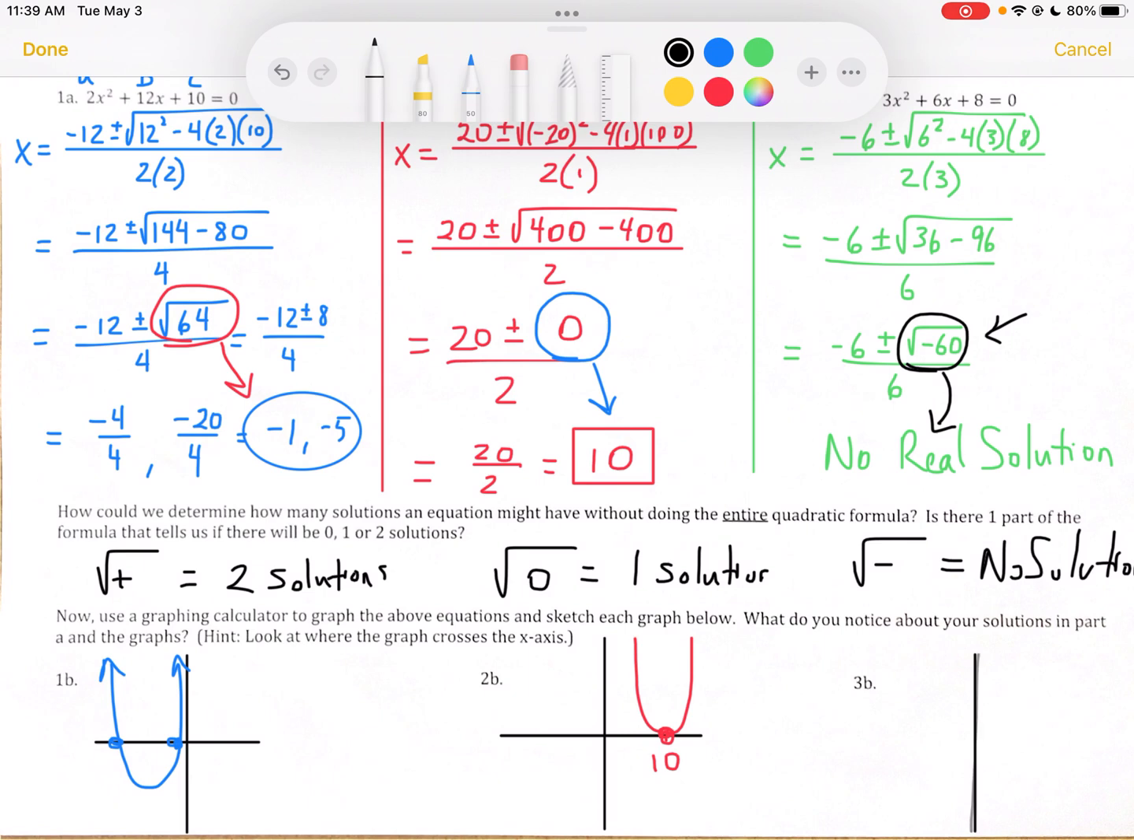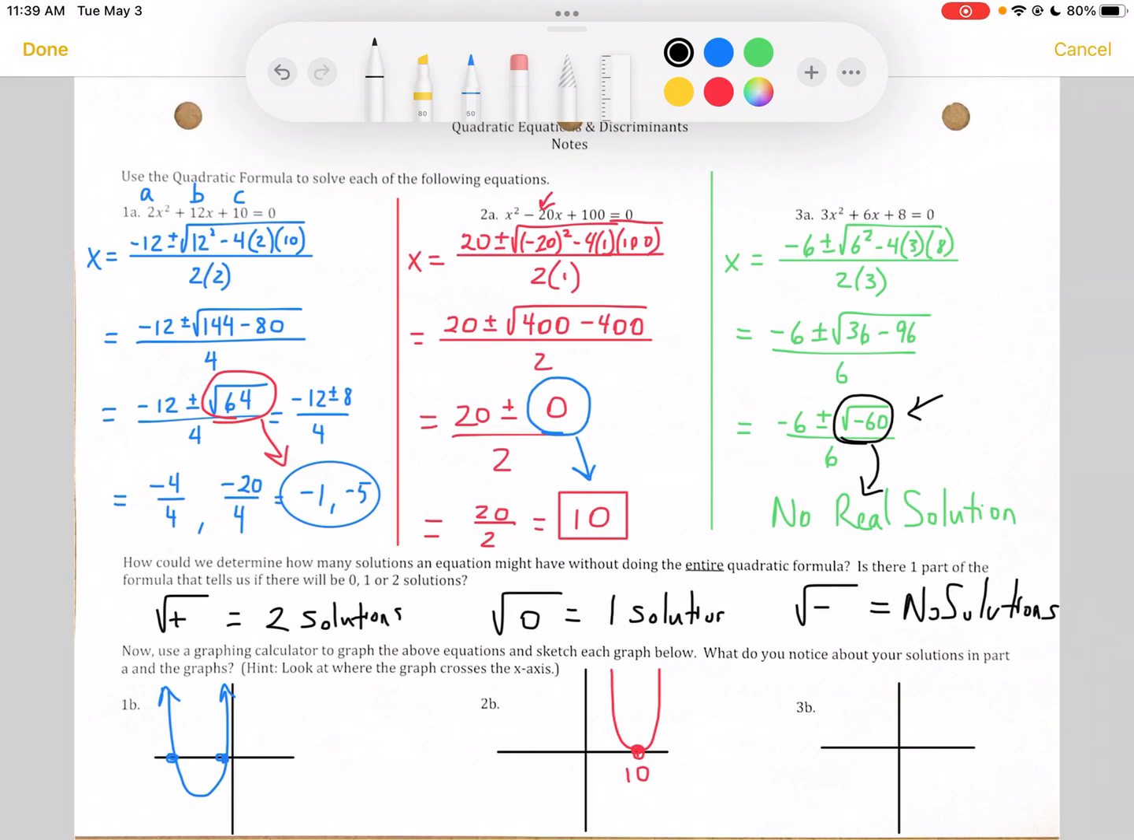Okay? So then the last one, what do you think it's going to be? Since it's no solution. y equals 3x squared plus 6x plus 8. It's up here. And you see how it doesn't cross the x-axis at all? That's why there's no solution to it.